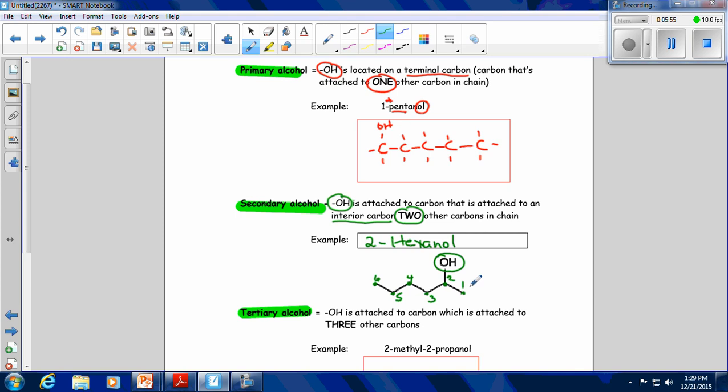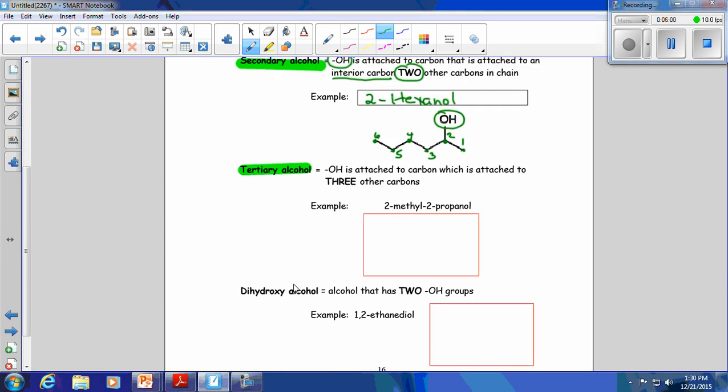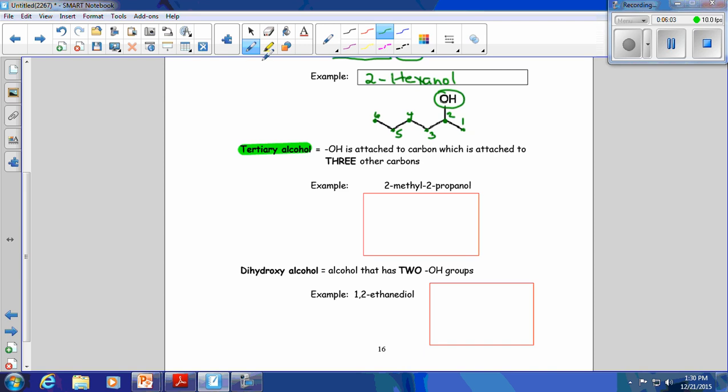The next one, tertiary alcohol. The OH, in this case, is going to be attached to the carbon which is attached to 3 other carbon atoms. All right, since we're looking at prop, we know our main parent chain is going to be a 3-carbon chain.